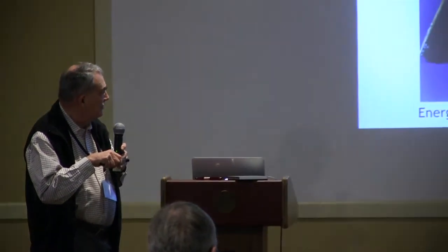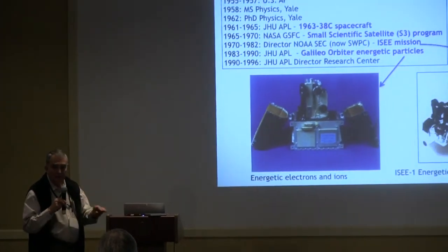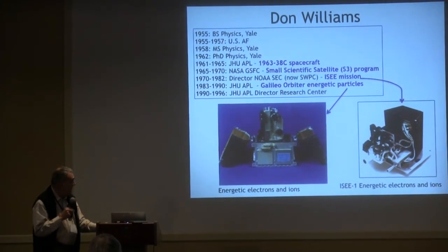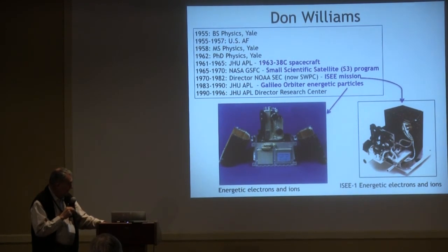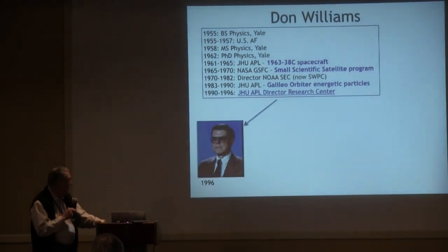And at NOAA SEC, but then mostly at Johns Hopkins, he was the PI on the Energetic Electrons and Ions instrument on the Galileo orbiter spacecraft. And those of you with Galileo, like Margie, of course, recognize Don's activities there on Galileo. Finally, at the end of his career in 1996, he became the director of the Research Center at the Applied Physics Laboratory. This is a picture of Don in 1996.